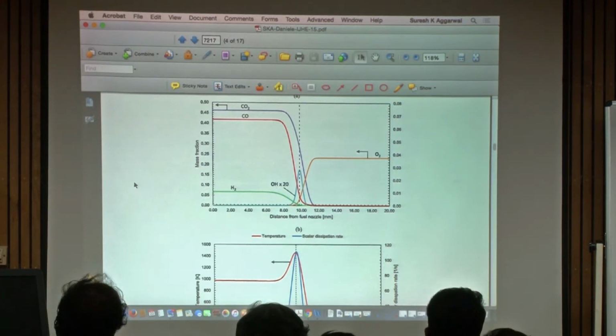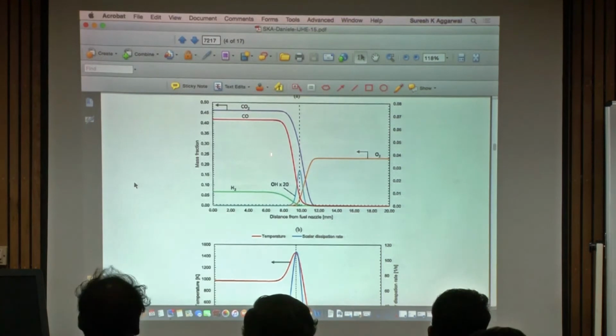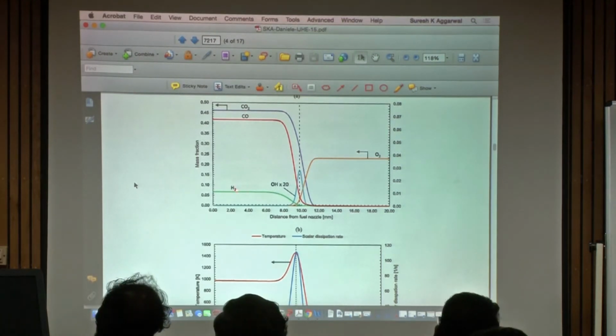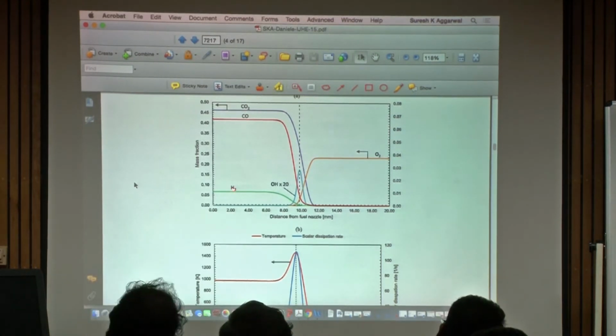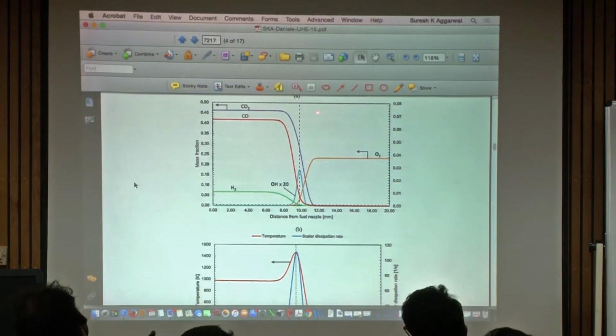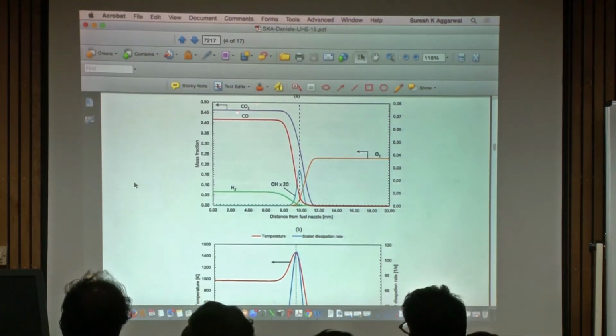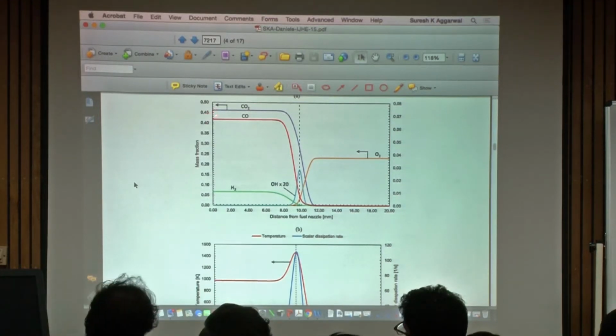So this is the flame structure from the 1D calculations. Now these flames are highly diluted flames. In the fuel stream, you have hydrogen, so this is a syngas fuel, but you have a lot of CO2. There is a significant amount of CO2, with a mole fraction of about 0.45.